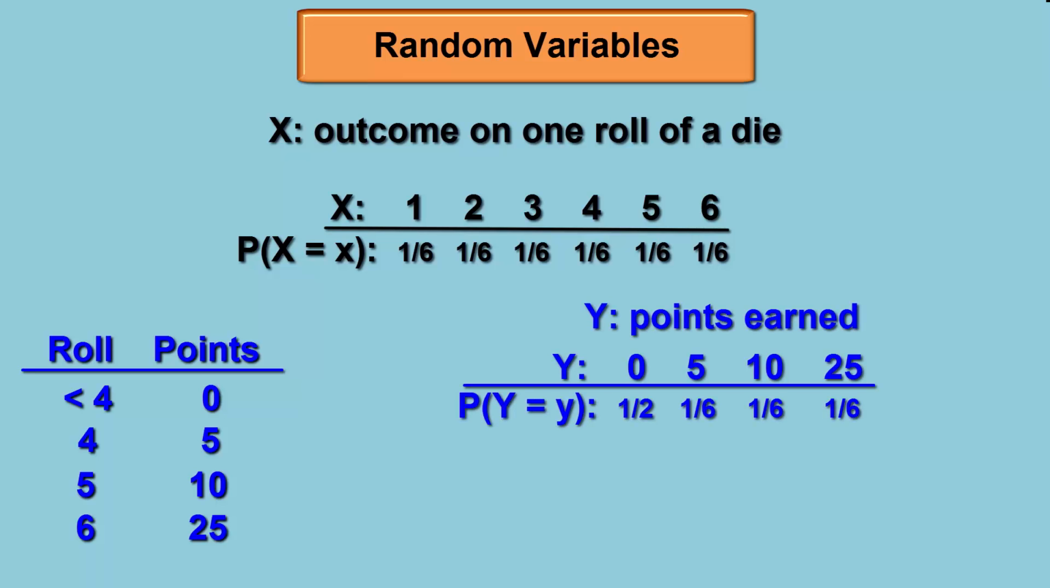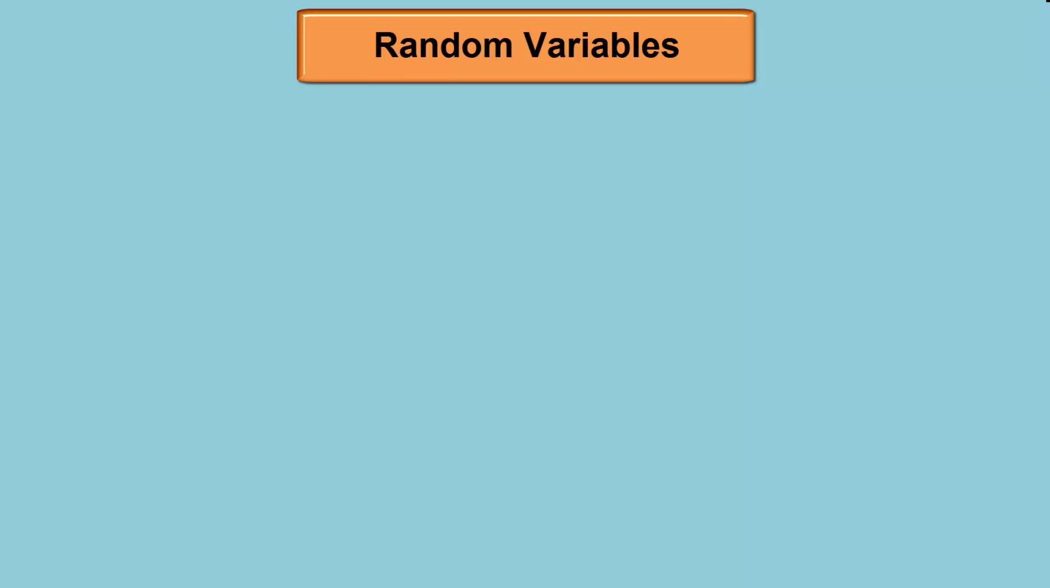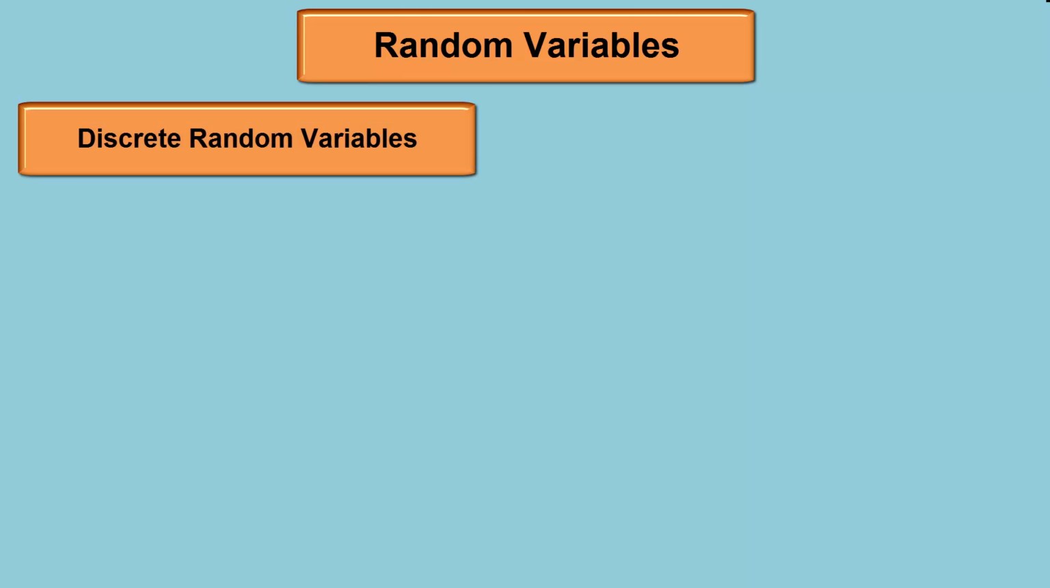Let's use Y. Here would be the probability distribution of Y, the points earned. The probabilities are based upon the number rolled on the die, but the numbers of interest are the points earned in the game. Earning 0 points is the sum of probabilities of rolling a 1, 2, or 3 on the die. Examining the probability distribution for Y, we see that every outcome of points is accounted for and all probabilities add up to 1.